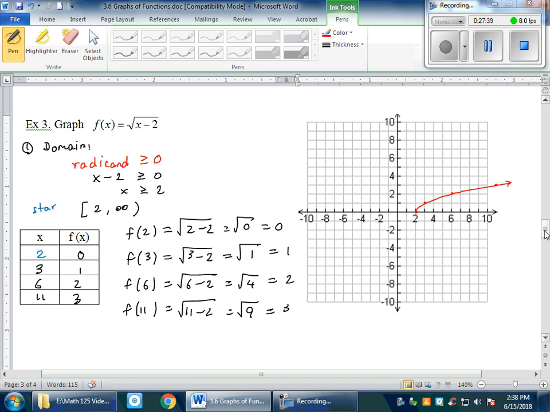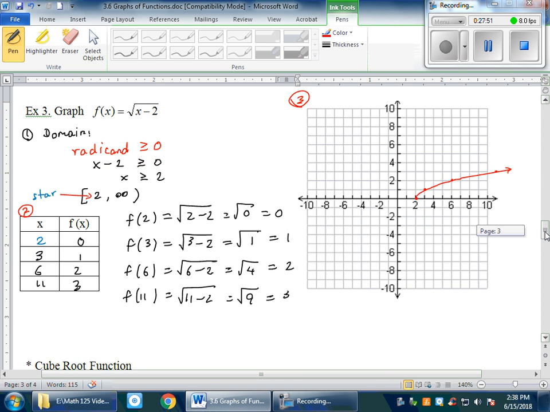So that will help you to see where your starting point is, and then use the starting point to get the ordered pairs, and then use those ordered pairs to graph it. Those will be the steps that you want to follow.